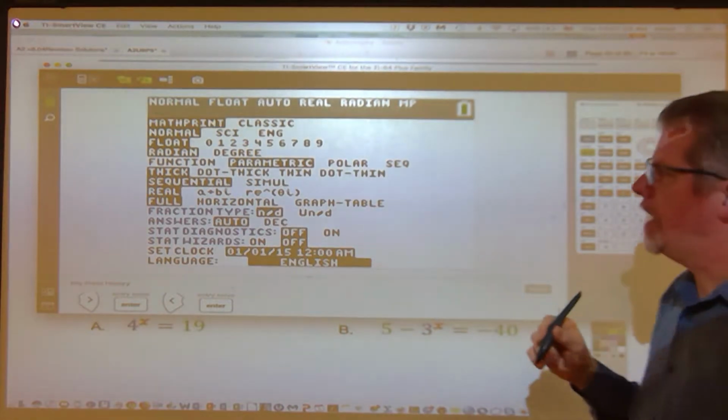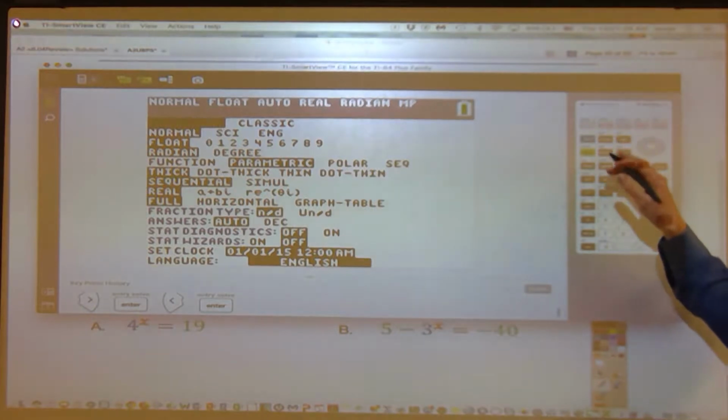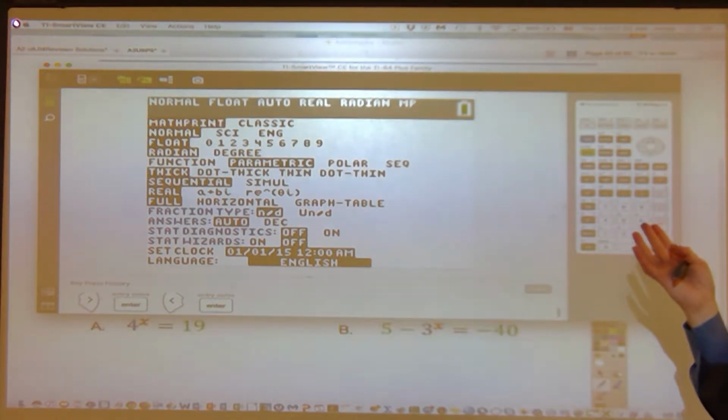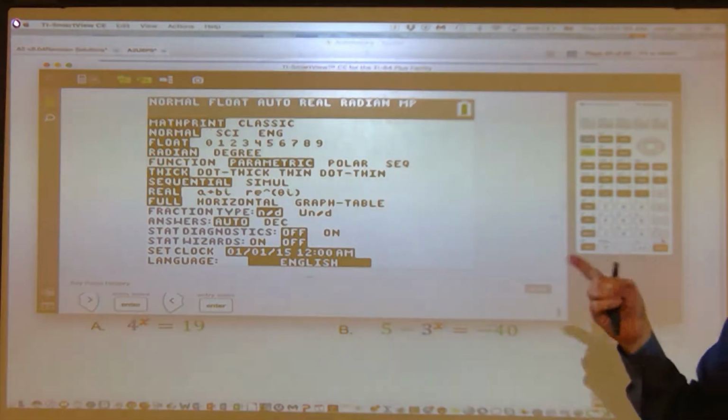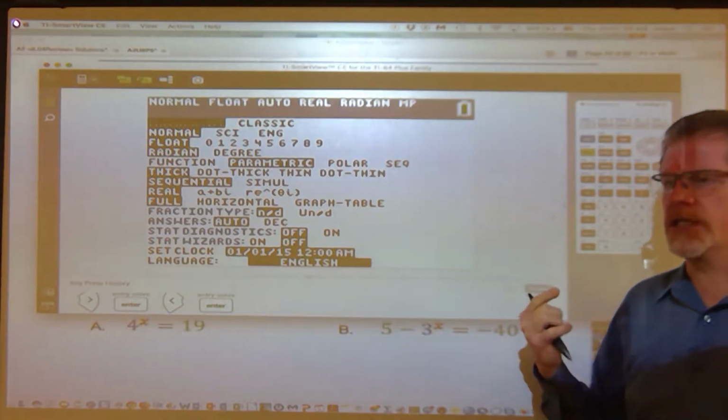So for the test, you can go either way, it's your calculator. You can go whichever one you want. You can change back and forth. We actually do not have calculator police roaming throughout the room checking to see which mode you're in.